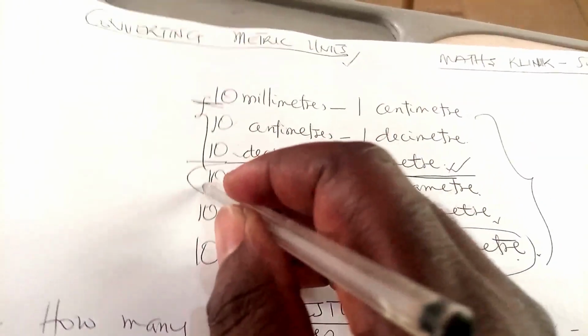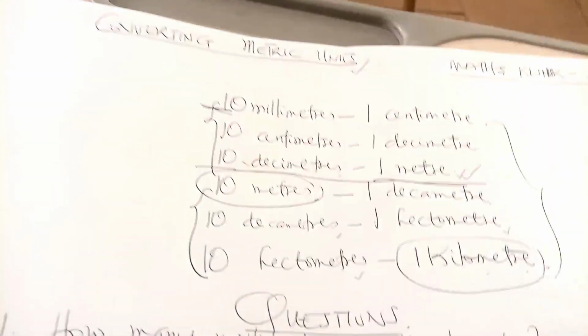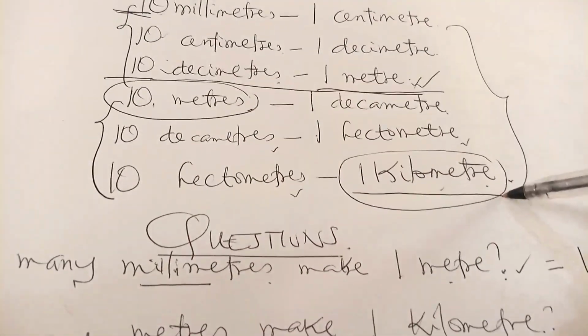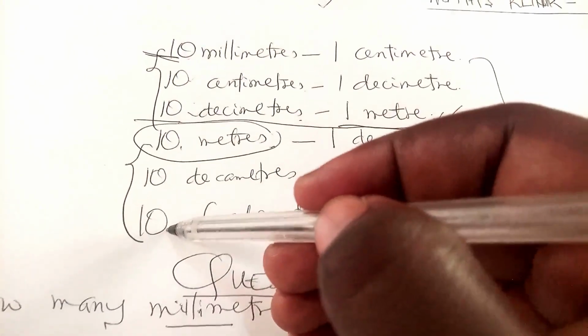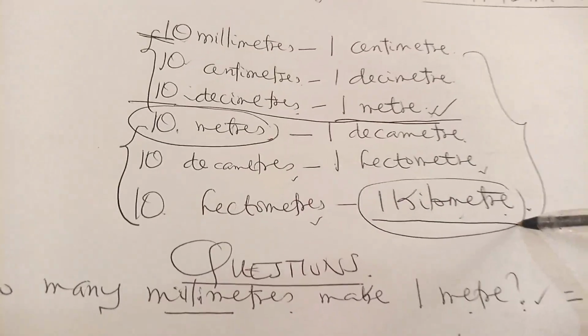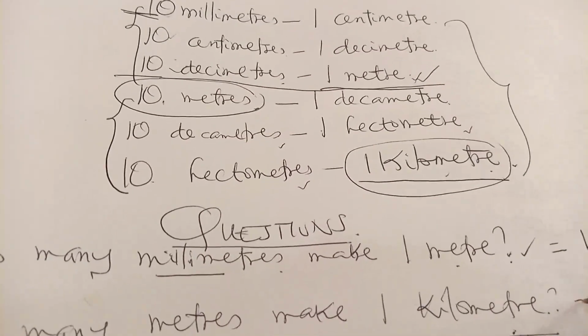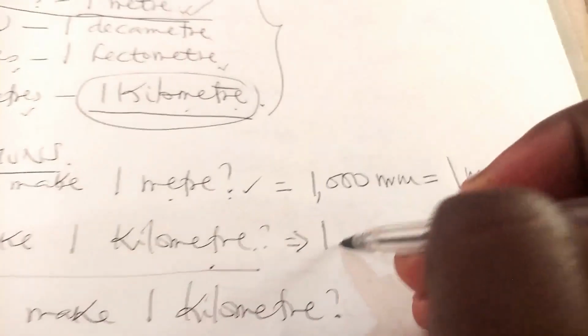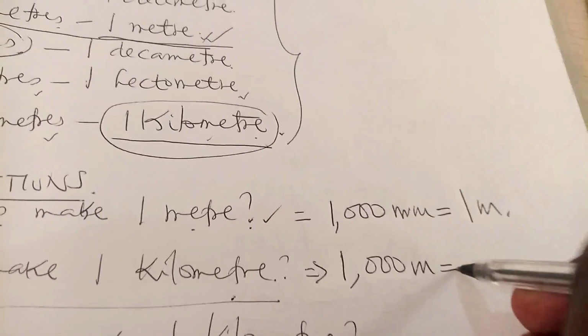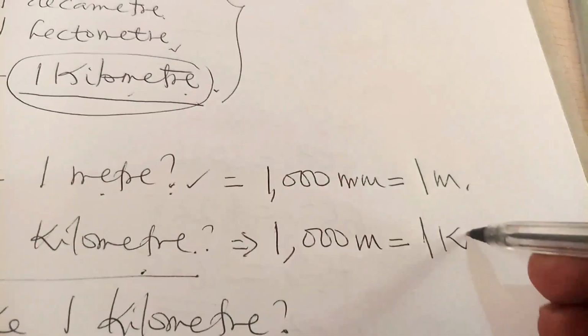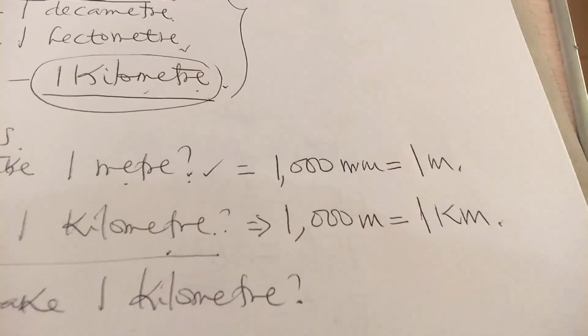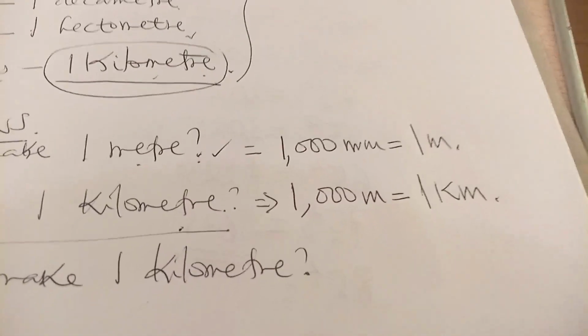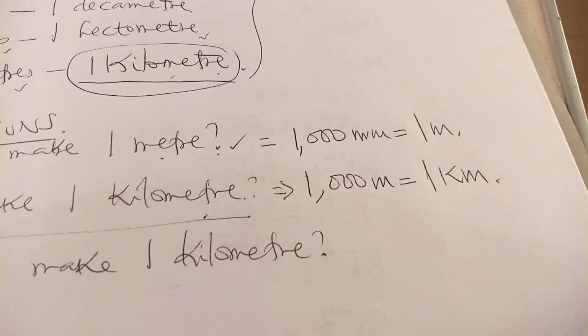So how many zeros or how many steps do we move? 3. So from the meters to 1 kilometer, we will consider how many zeros? 3 on our way to that place. So here too we can say 1,000 meters will give us 1 kilometer.